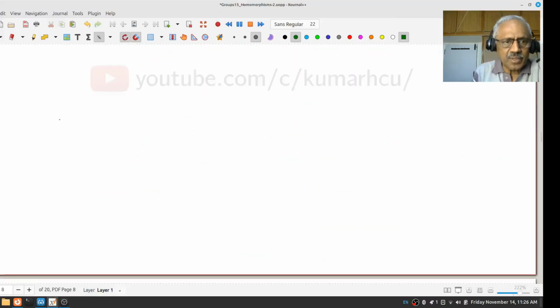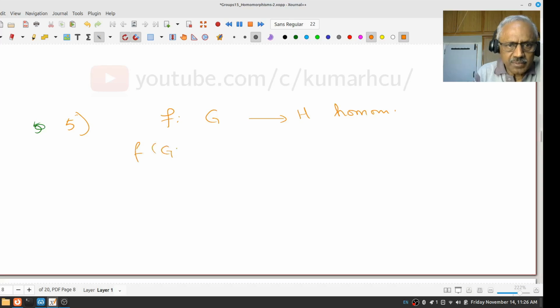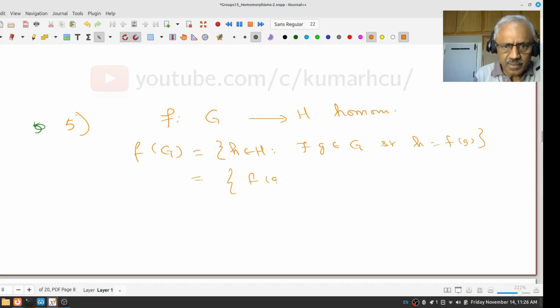So the next result I want to prove is this. I think the fifth result, let me change the color now. Fifth result: let f from G to H be a homomorphism of groups. Then let's look at f of G. What is f of G? By definition, it is the set of all h in H such that there is a g in G so that h equals f of g. Loosely, teachers will write this as f of g as g varies over G. Collect all the images.